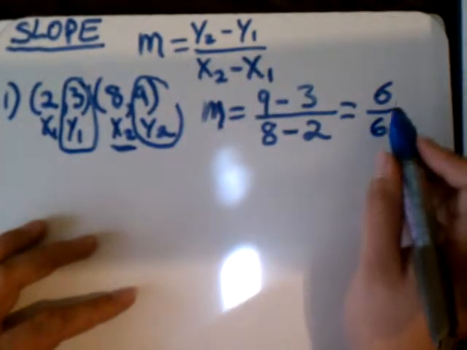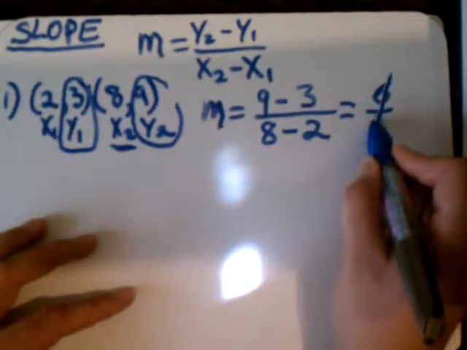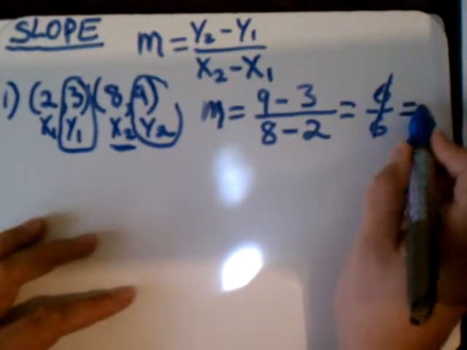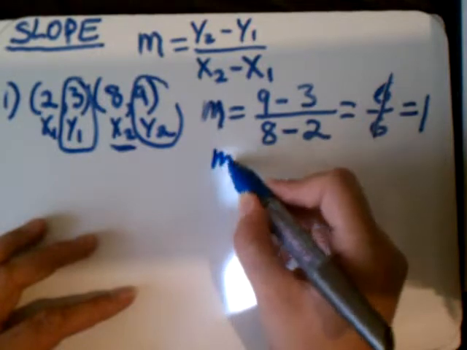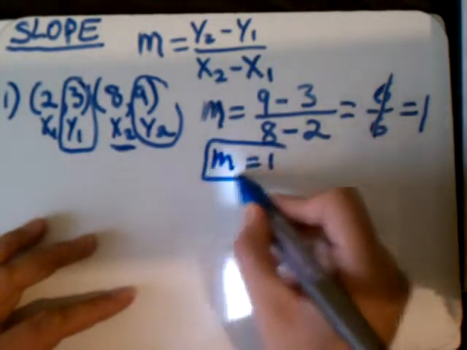What happens when you have the same number on top and bottom? They cancel out, so this equals 1. Okay? So m equals 1. Okay?